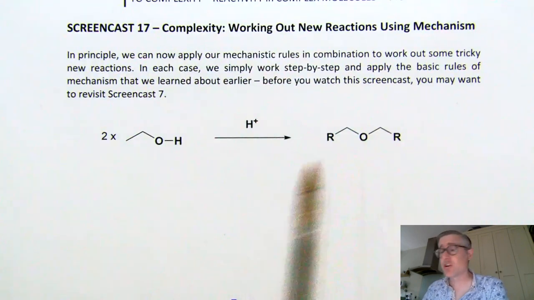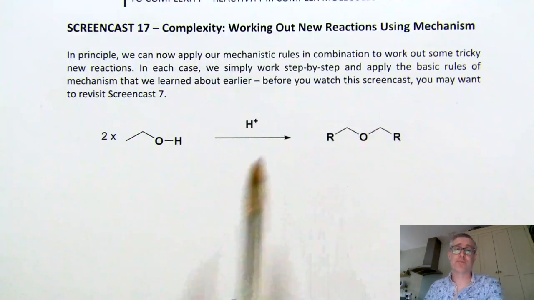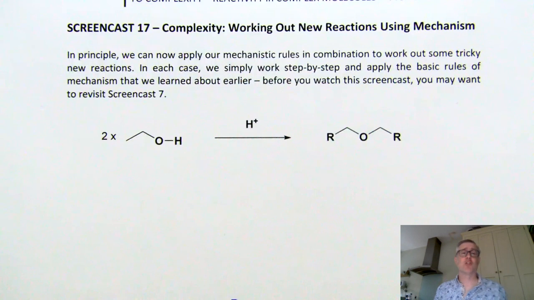And you'll see from the product that if we do this, what we're going to make is an ether functional group. If I'd asked you at the beginning of this lecture course, how do you make an ether? You'd have had no clue, okay? But we're going to find a method here based on simple mechanism.